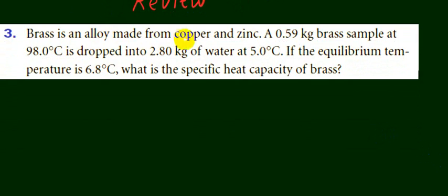Brass is an alloy made from copper and zinc. A 0.59 kg brass sample at 98 degrees Celsius is dropped into 2.80 kg of water at 5 degrees Celsius. If the equilibrium temperature is 6.8 degrees Celsius, what is the specific heat capacity of brass?